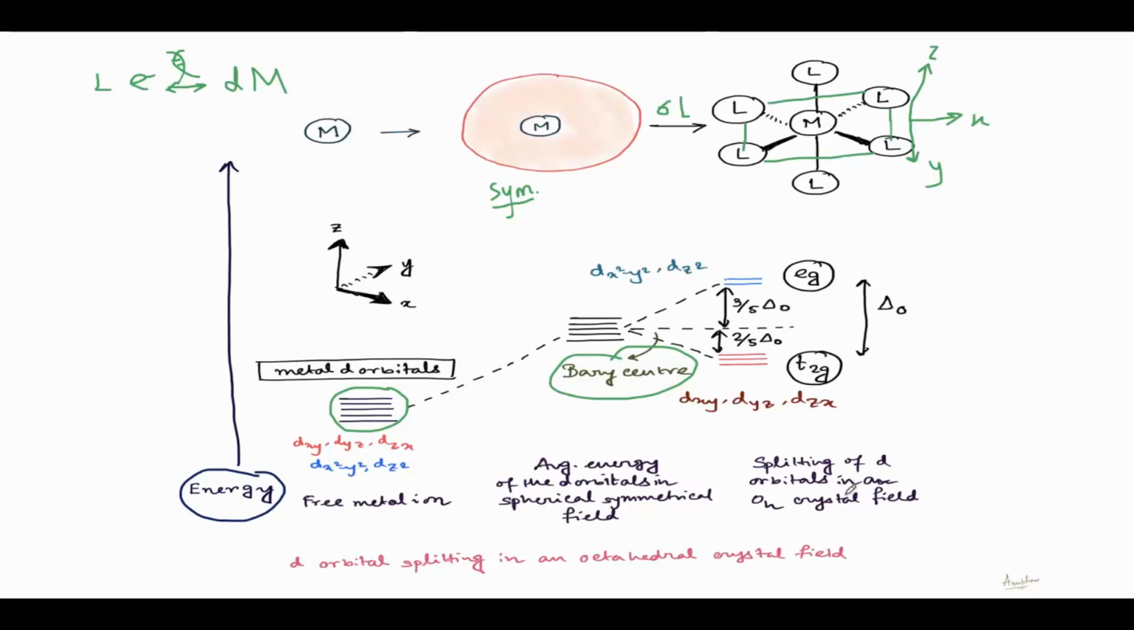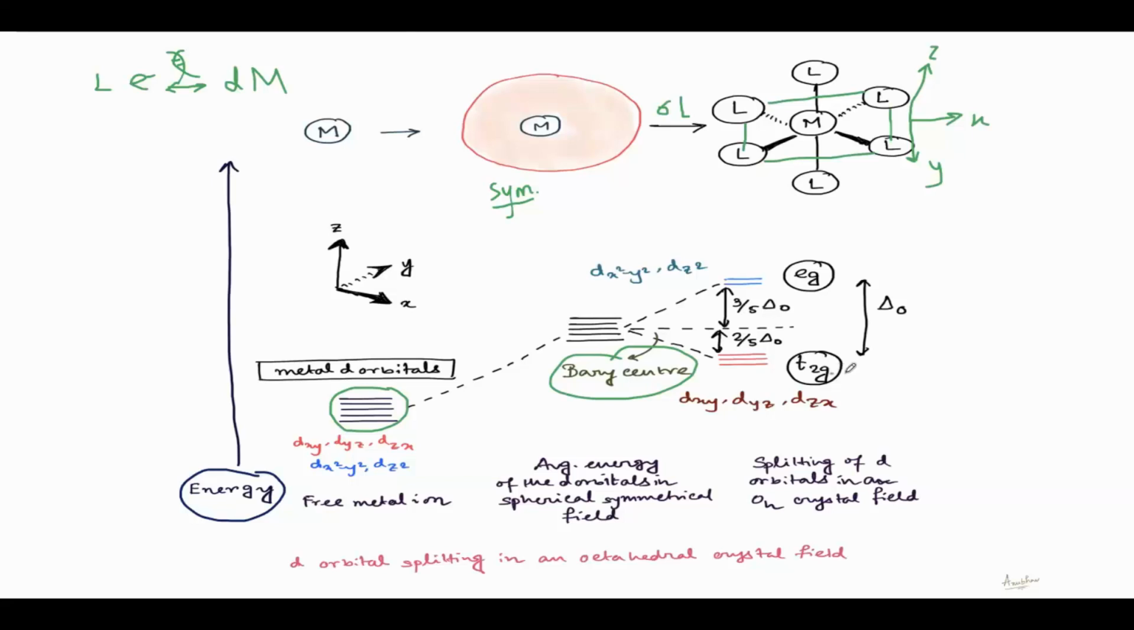You can see here, as I have said, the dxy, dyz and dzx orbitals are the ones that are actually pointed or directed between the axes, so their energy will be lowered to the average energy. This is the average energy point, and you can see the dxy, dyz and dzx, these 3 orbitals' energy will be lowered. So they are termed as the T2g orbitals.